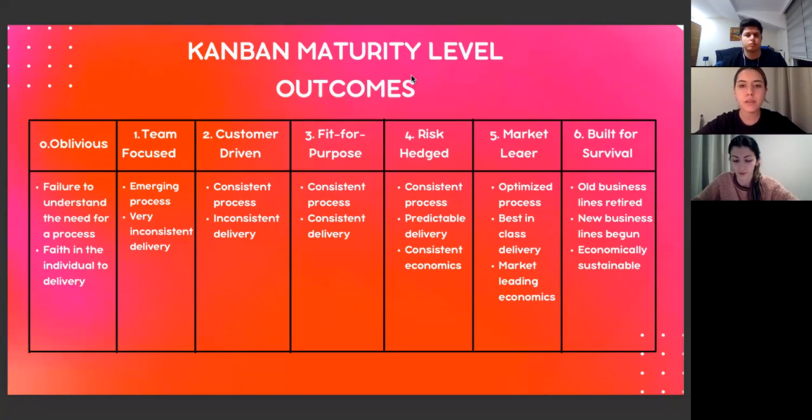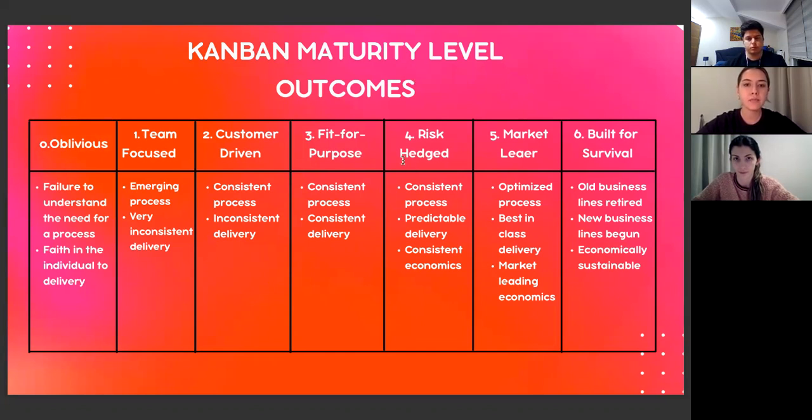For risk-hedged, consistent process, predictable delivery, consistent economics. In level 5, market leader has an optimized process, best-in-class delivery, and market-leading economics. And the last level, the 6th one, is built for survival, and it has old business lines retired, new business lines begun, and is economically sustainable.